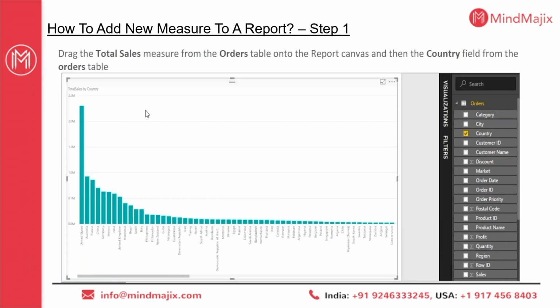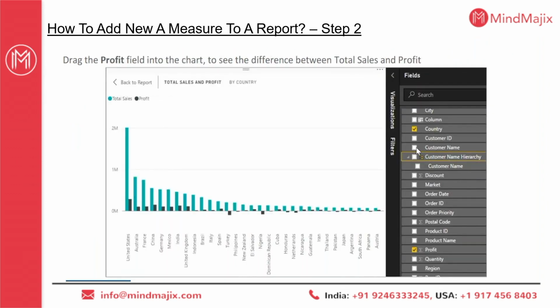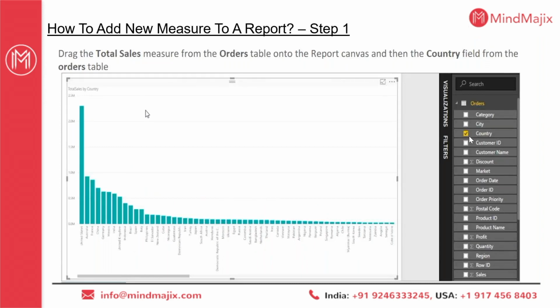Okay, now how do we put this measure into a report? It's very simple, guys. Once you have the data set in front of you on the right side, you just have to pick the measure onto the canvas. Even if you just put a check in this checkbox, it will automatically come on the canvas, and then you can put other fields to it. So drag the total sales measure from the order table onto the report canvas, and then the country field from the order table. I've put in the country here, so the moment you put a check mark here, it will automatically come on the canvas.